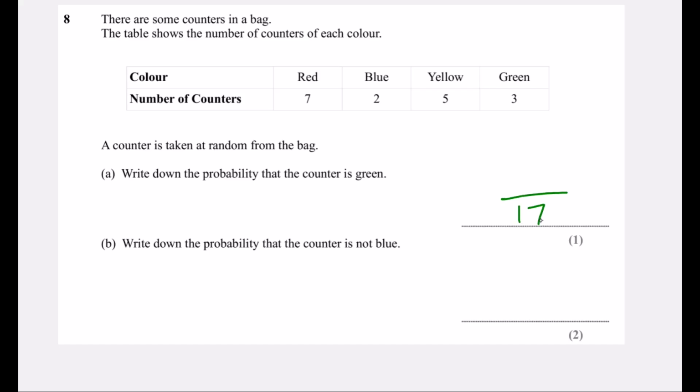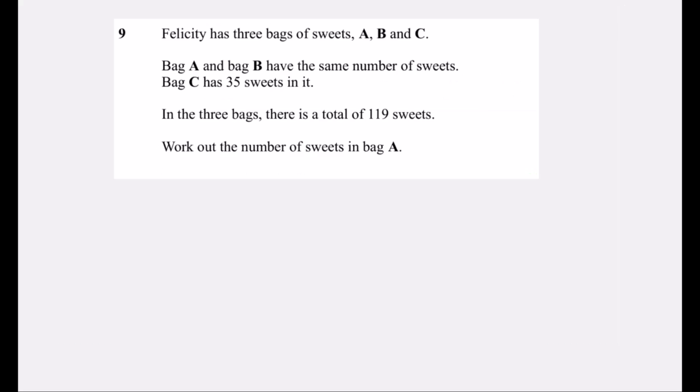When we're writing a probability, it needs to be a fraction, a decimal, or a percentage. In this case, a fraction is going to be easiest. So there are 3 green out of 17 in total. So it's 3/17. Part B, write down the probability the counter is not blue. So there are 2 blue, 17 in total. 17 take away 2 is 15. So 15 not blue out of 17 in total. So the probability of getting one that's not blue is 15/17.